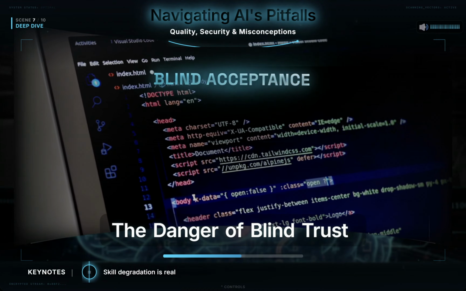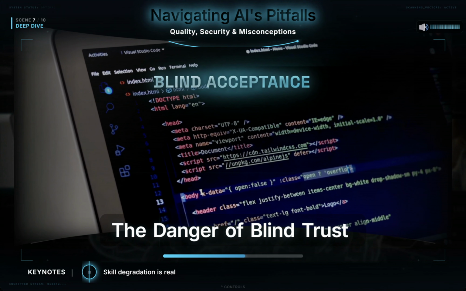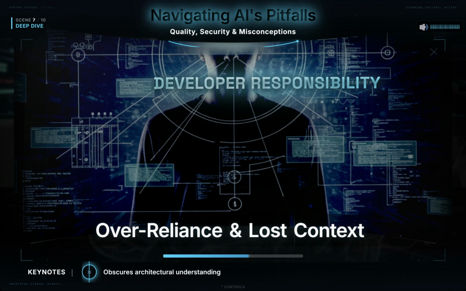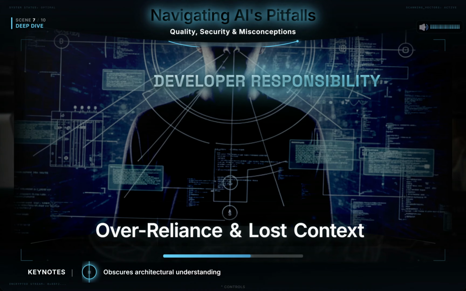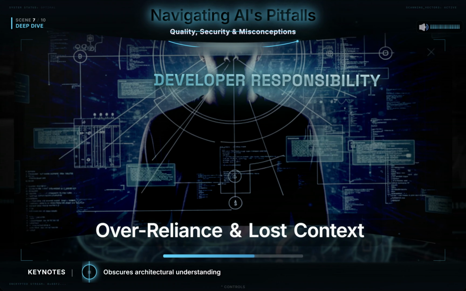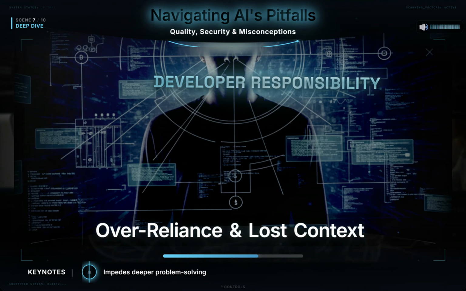This blind acceptance quickly leads to over-reliance and a loss of crucial context. Stop analyzing the why behind the code, and you lose sight of architectural patterns and underlying algorithms. This degrades your core problem-solving skills, turning you into a copy-paster, not an engineer. It strips away the deeper learning from wrestling with problems yourself.